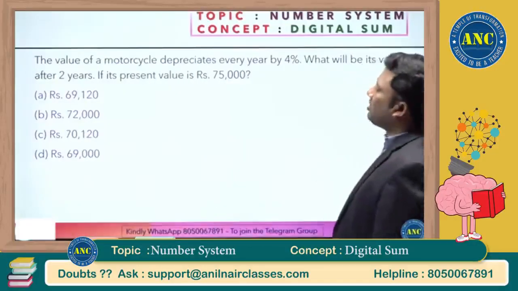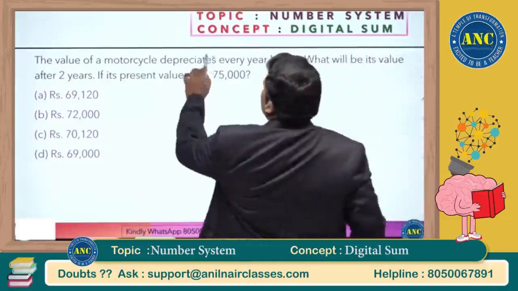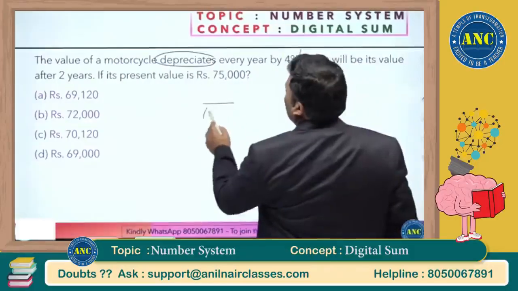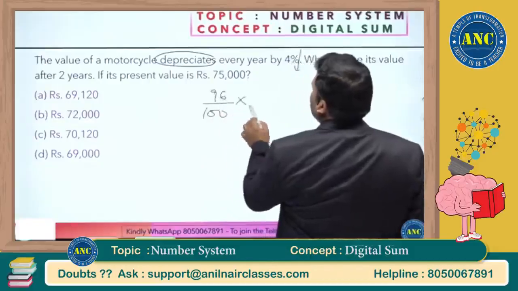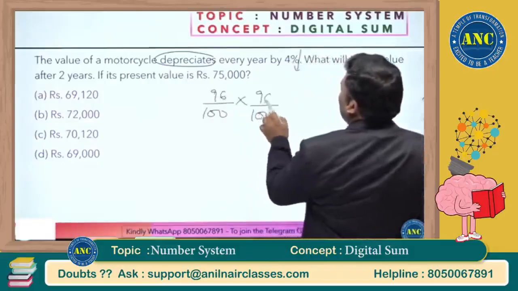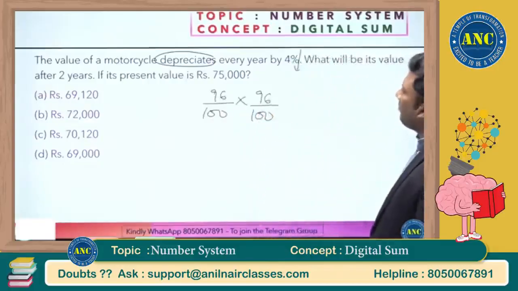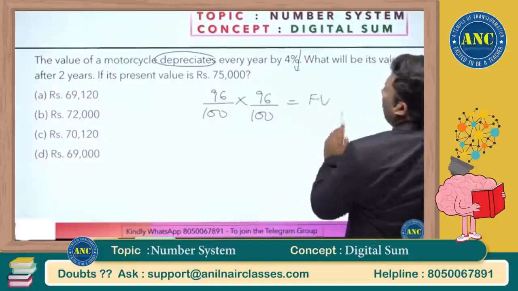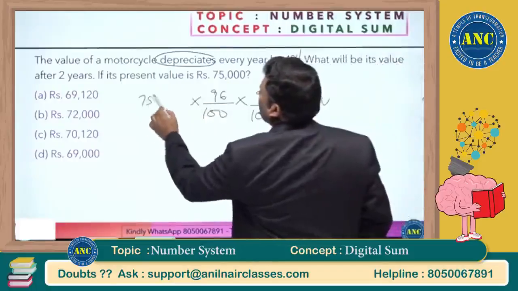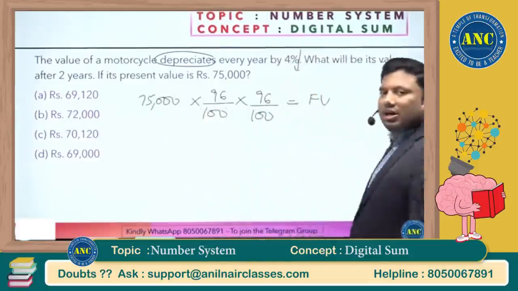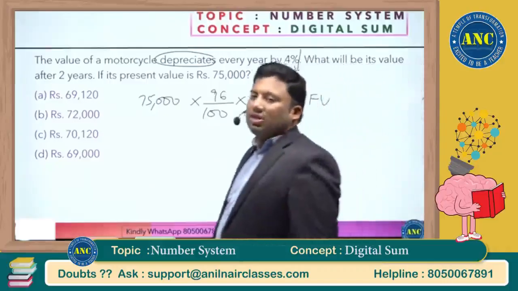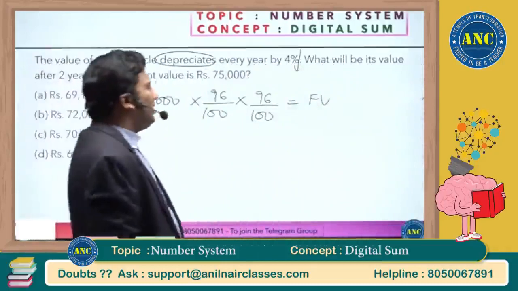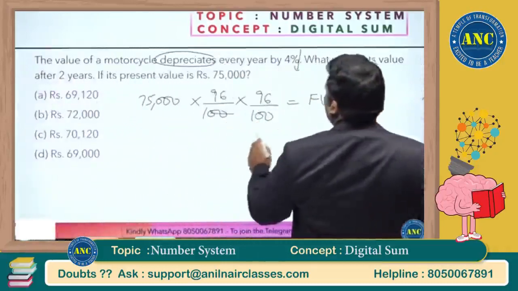A value of a motorcycle depreciates. Depreciates is nothing but dip, decrease. That means on 100 it is decreasing by 4, 96. What will be its value after 2 years? Final value I don't know, but the present value is 75,000. Is it clear? Present value is 75,000. 4% decrease, 96 by 100. Again 4% decrease, 96 by 100.